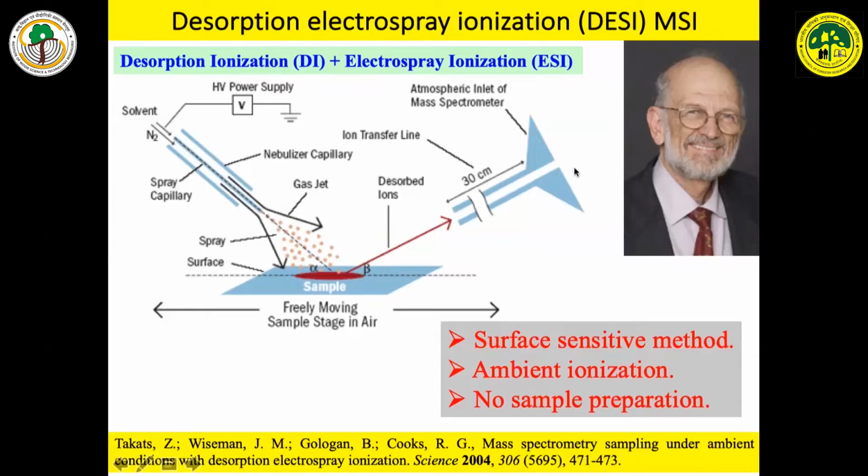So all the ionized molecules will be sucked by the mass inlet, and then separated, and again by the mass-to-charge ratio we can identify them. This is a surface sensitive method and ambient ionization, with no sample preparation. So if I want to identify how many of the participants had coffee or tea or whatever drugs, if they have been taken, just a thumb impression is enough. If I keep your thumb impression here, I can identify whether you have taken tea.